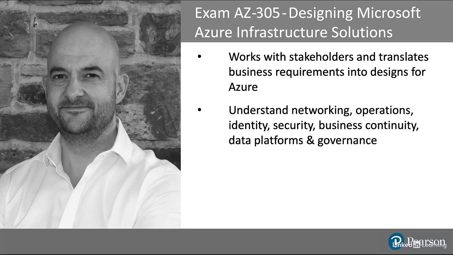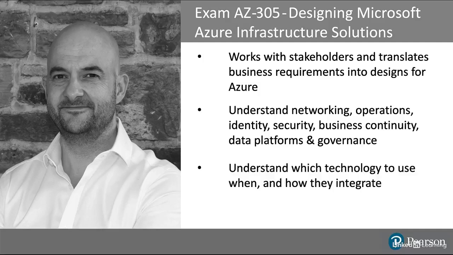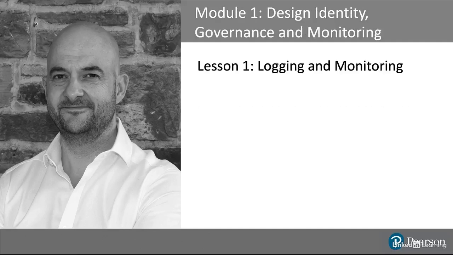We also need to understand networking, operations, identity, security, business continuity, data platforms, and governance. And finally, as an architect, we need to understand which of the many technologies there are to use, when, and sometimes how they integrate with each other. So this course covers the AZ305 objectives. I have of course passed the exam myself, so I know the sort of questions that will get asked, and this has helped me build out this course.